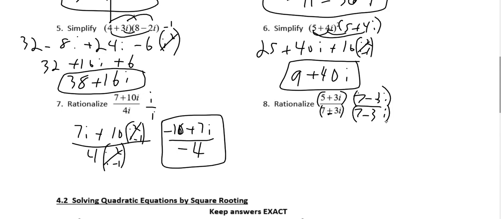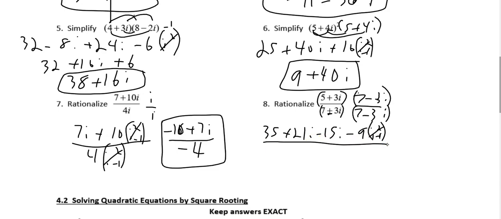So on the top, 5 times 7, 35. 7 times 3i is 21i. 5 times -3i is -15i. -3 times +3 is -9. i times i is i squared. Immediately, I do that little trick. Okay, so don't forget it.